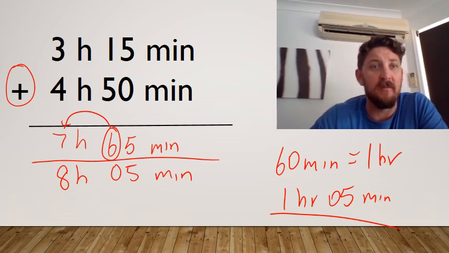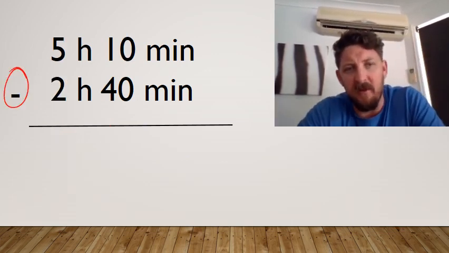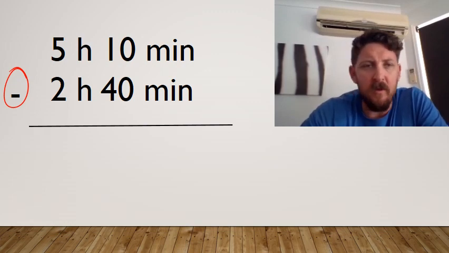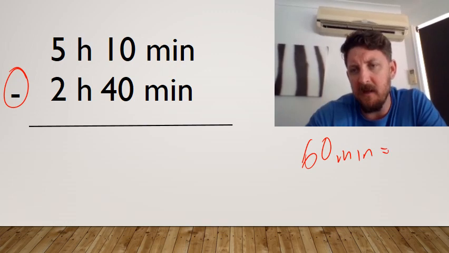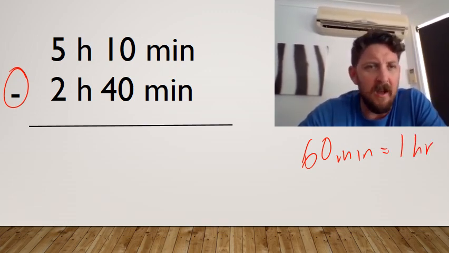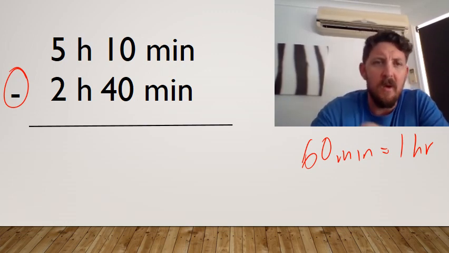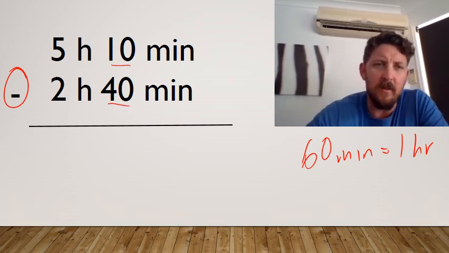Let's have a look now at a subtraction. So here we go, identify what it is. We know it's a subtraction. Now the regrouping, we've got to remember again, 60 minutes is equal to 1 hour. So in this one here, I'm looking at 5 hours, 10 minutes, take away 2 hours, 40 minutes. Well, we've got a problem. We have 10 at the top, taking away 40. Well, you can't take 40 away from 10, so we have to regroup.